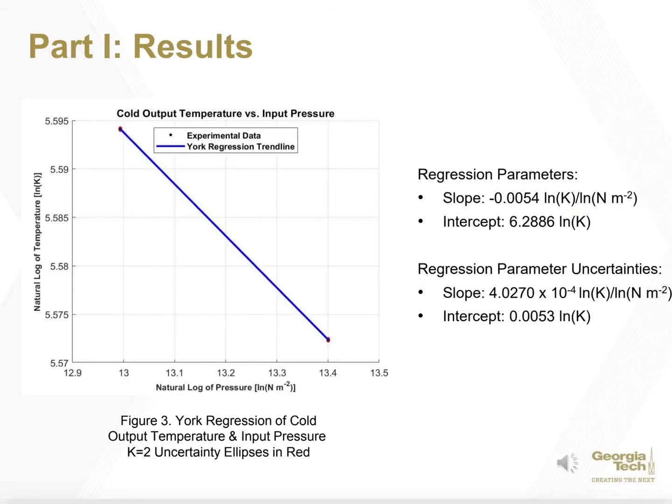Here we have performed linearized York regression to determine that the vortex cold output temperature decreases with increased input pressure, as shown in the plot. The red uncertainty ellipses suggest there is very little uncertainty, which is also suggested by the very small regression parameter uncertainties.